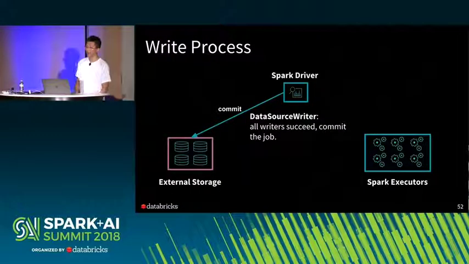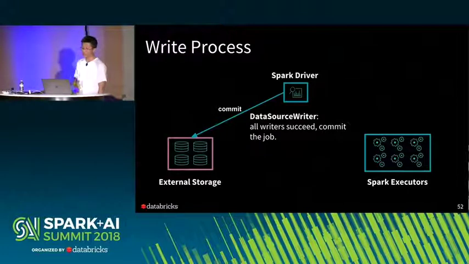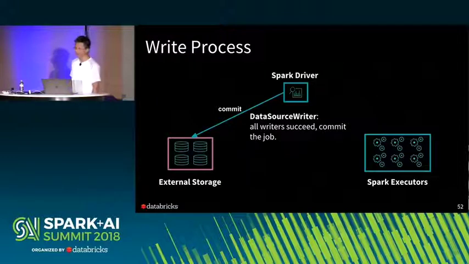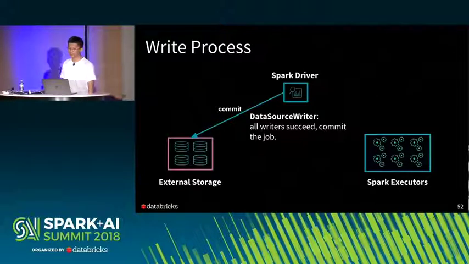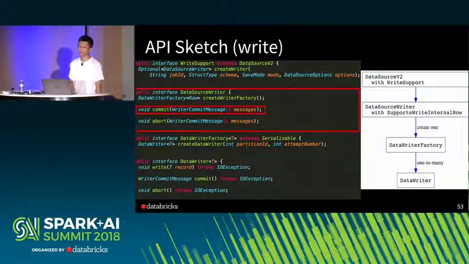Okay, so finally, let's go back to the Spark Java side. The Spark Java side will keep track of all the write tasks. And if all of them succeed, we will connect to the storage system and commit the entire job. And this logic should be in this commit method.